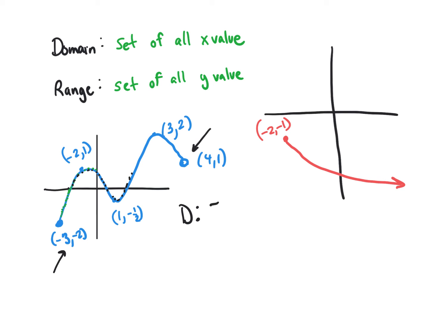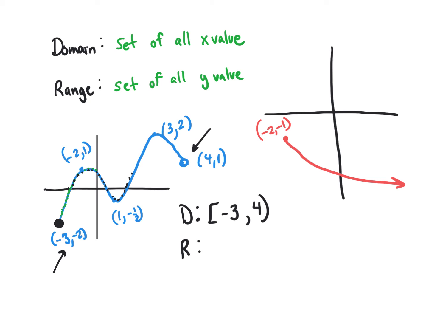So my domain would simply be -3 in brackets, and I do a bracket because you see it's got the closed circle dot. And on the upper end, I have 4, but it is a parenthesis because it has the open circle. Most of the time, graphs do not have open circles, but just for these preliminary things, we can certainly put one in. But when you see functions in general, they will not have that.